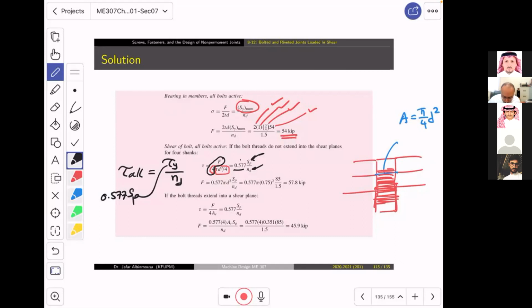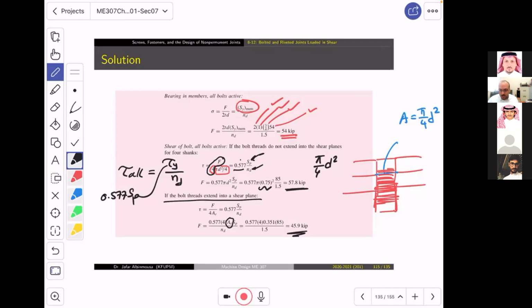So the area of the bolt is pi over 4 d square. What is d square? It's 0.75, 3 over 4. The next time we look into the thread. If we use the thread, then the area is AR. Exactly the same equation, but the area becomes AR. And look, while here you will be allowed to apply 57.8 kilopounds, with AR, you got how much, ya shabab? 45.